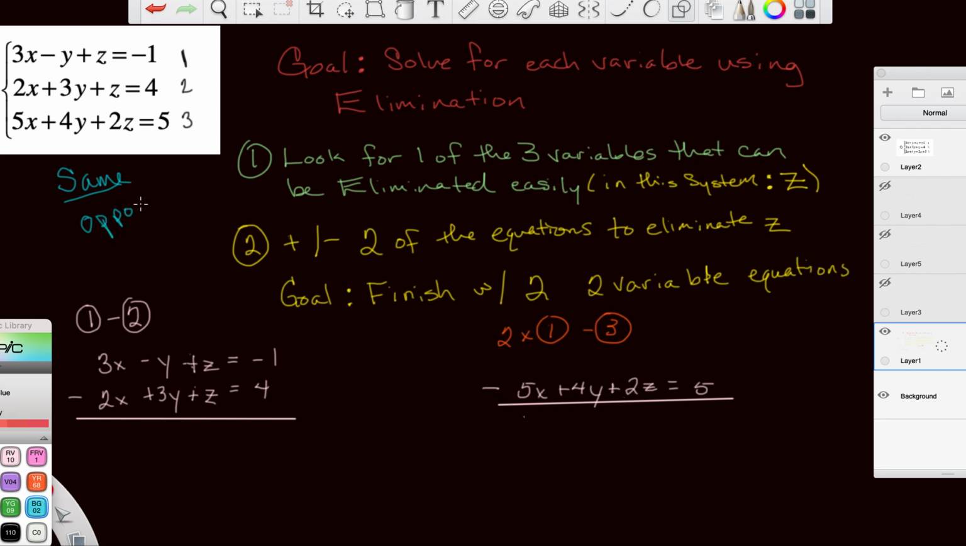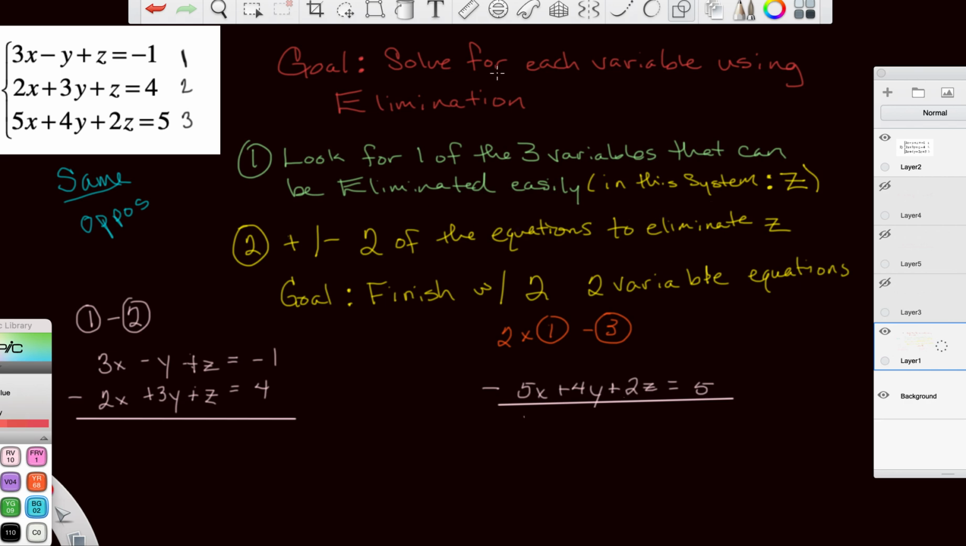Opposites being if you had a negative 2 and a positive 2, you could eliminate. The 3, the 2, and the 5x, it's a little bit too much work. Same thing with 1y, negative 1y, 3y, and 4y. A little bit too much work. So let's stay away from those. So we're going to eliminate z's in this system, and that's why I wrote that here.